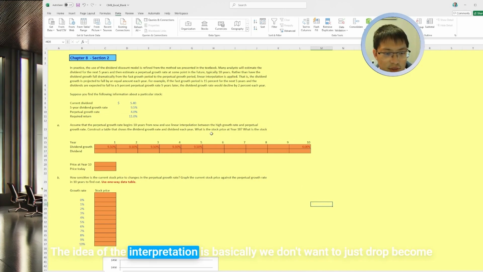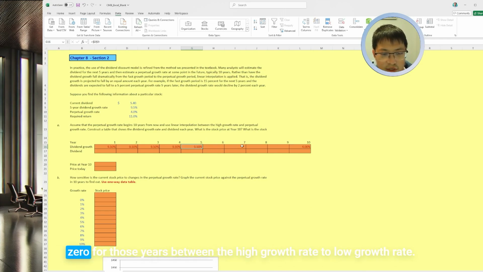The idea of the interpolation is basically we don't want to just become 0 for those years between the high growth rate and the low growth rate. We want them to decrease over time by a fixed rate. We call this technique interpolation. Right? Basically, it decreases from 15% to 5% over 5 years. So that is a 10% decrease over 5 years, which means we're going to decrease by 2% each year.